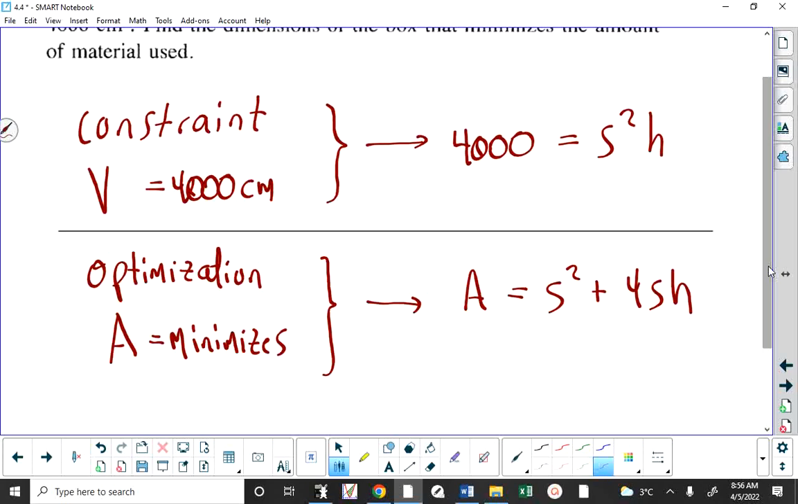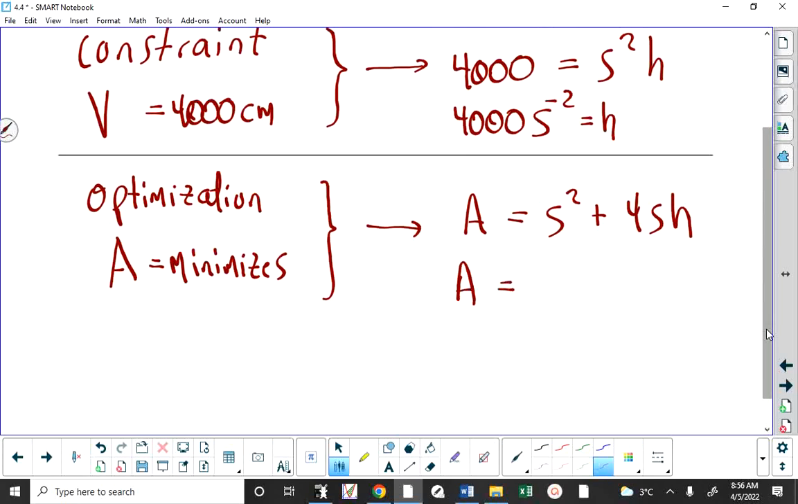There's two problems with doing that in my mind. One, you're going to have more work to do because you have to put S in two places. And two, when you rearrange that equation for S, you're going to get square roots. And who needs that if you don't have to have it? So I rearrange this equation for H, and I get 4,000 over S squared, so I'm just going to put it as S to the negative 2, and it seems like you're okay with that. So I'm going to put that in for H, and I get A equals S squared plus 4S times 4,000 S to the negative 2.